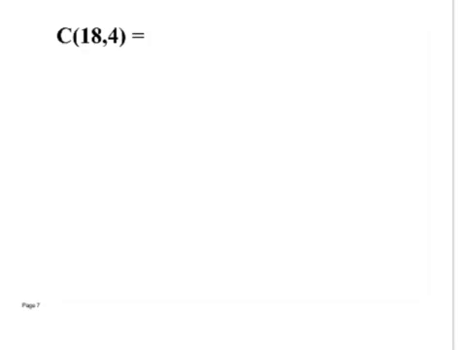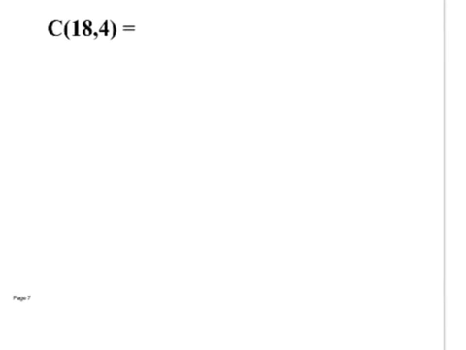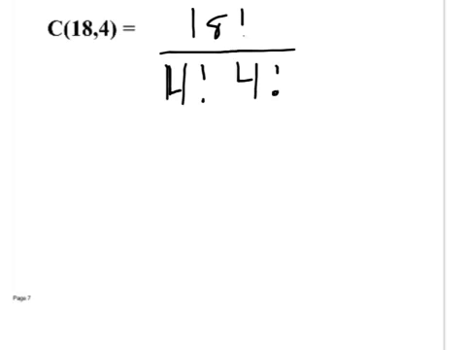So this is going to be 18 factorial over 18 minus 4 factorial, so 14 factorial times 4 factorial, right? Because it's n minus r times r. Everybody with me? So let's do 18 factorial.